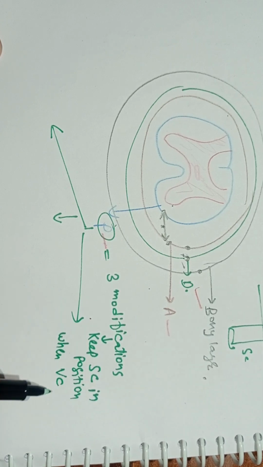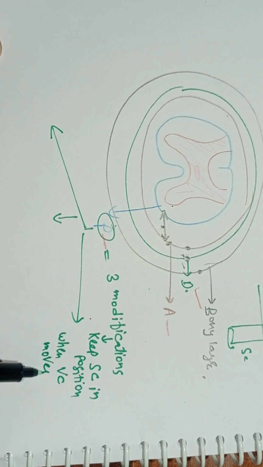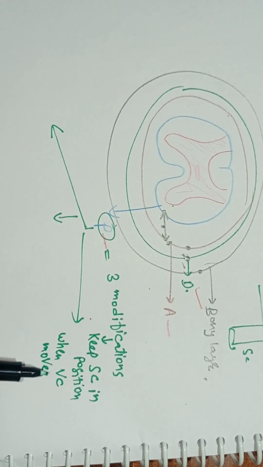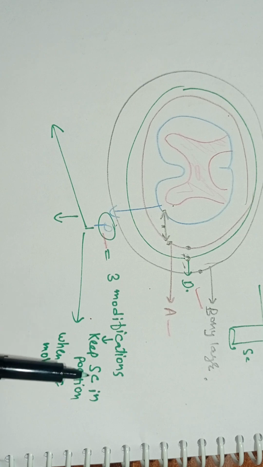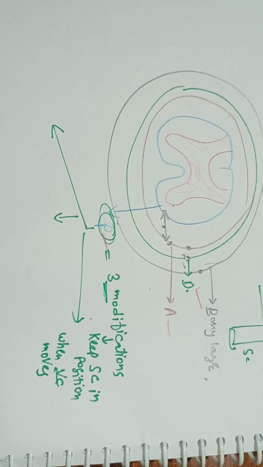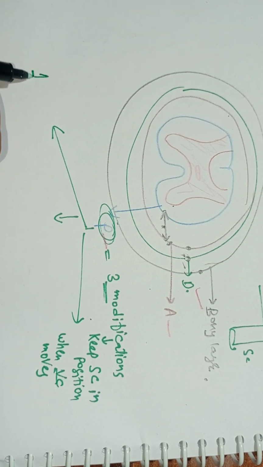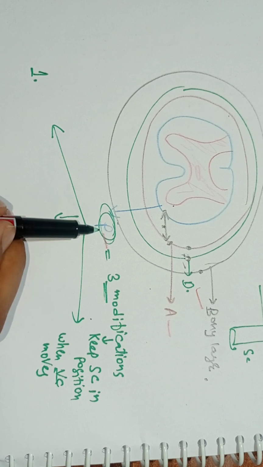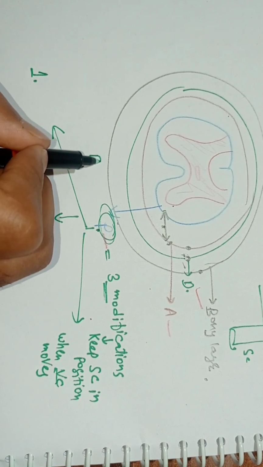When the vertebral column moves, we do different movements, and as a result the vertebral column has to move, but the spinal cord has to stay in position. It is done by the pia mater modifications. So the modifications of the pia mater keep the spinal cord in position during the movement of the vertebral column. These modifications are of three types.